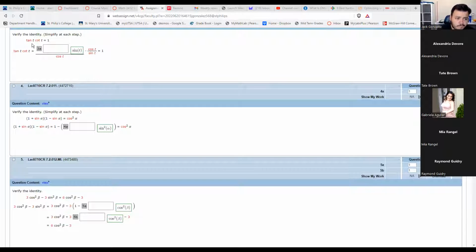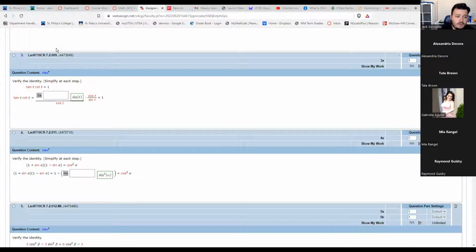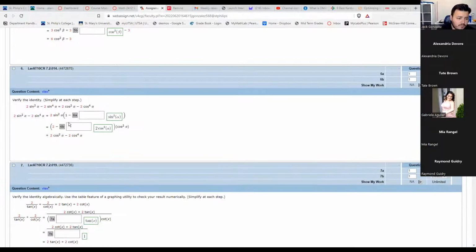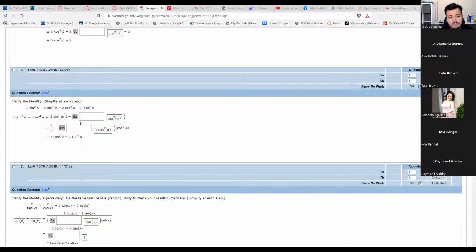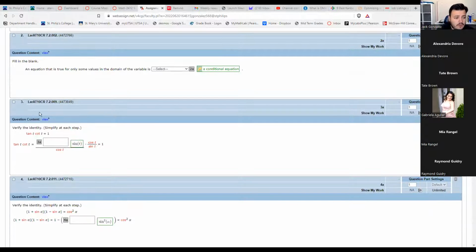So big picture, you pick a side of the equal sign, and you want to make it turn into the other side. Rule of thumb is you want to pick the more complicated side, because if it's too simple, then it's really difficult to get to the other side. So let's do a bunch of these and start practicing using our identities and how to prove that one side is equal to the other side. That's essentially what we're doing. We're going to prove that this is equal to 1.